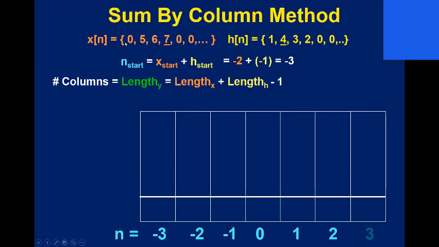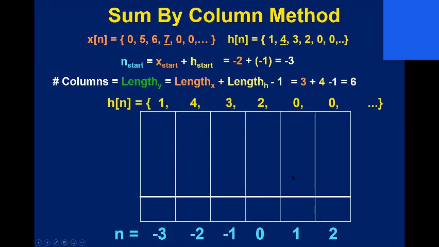So, for example, our x sub n has 1, 2, 3 samples that aren't 0, so the length of x would be 3. H has 1, 2, 3, 4 samples that are not 0, so the length of h would be 4. We would add 3 plus 4 minus 1, which is 6. So I need 6 columns of my output to generate all the non-zero values of the convolution result. If they're starting at -3, they'll be from -3 to +2.